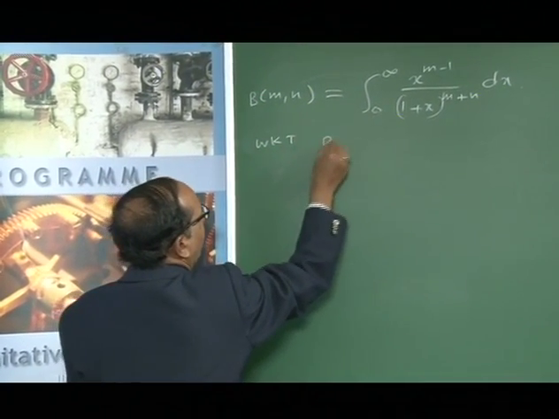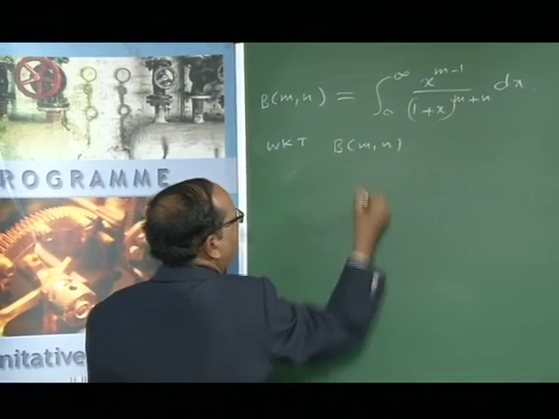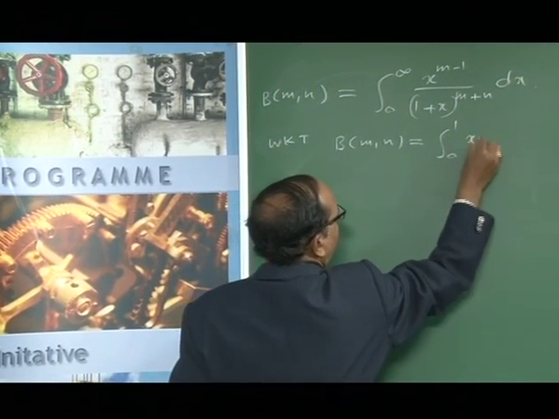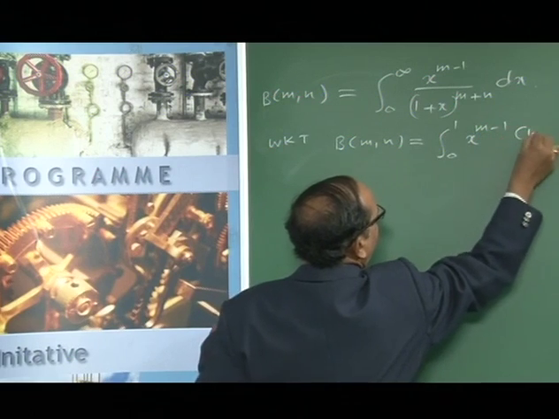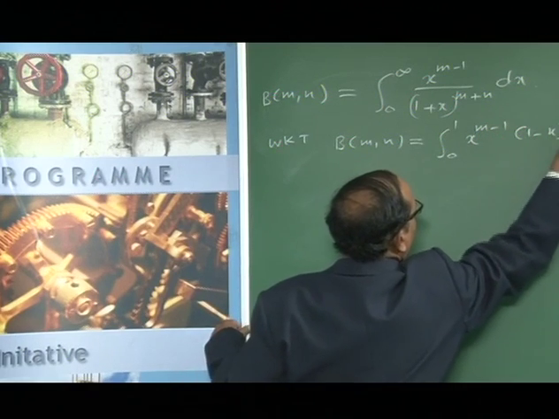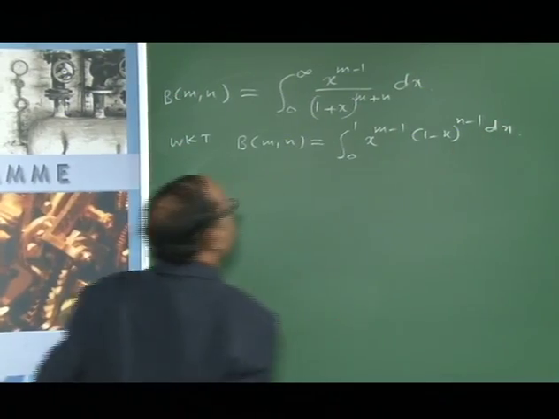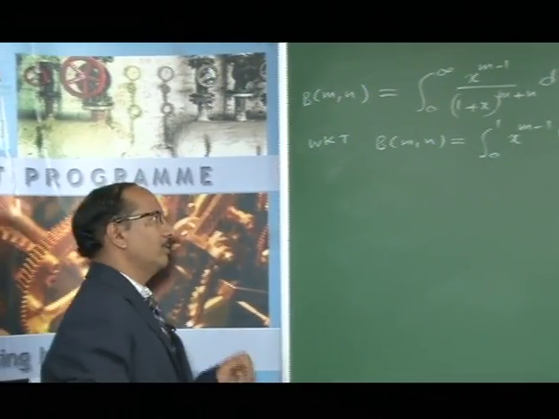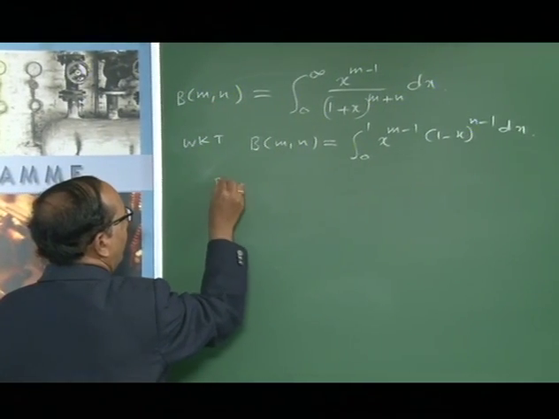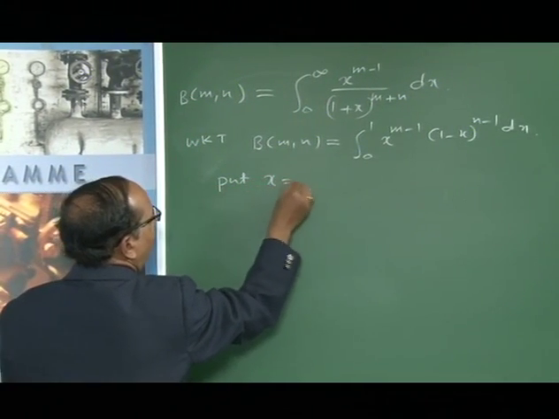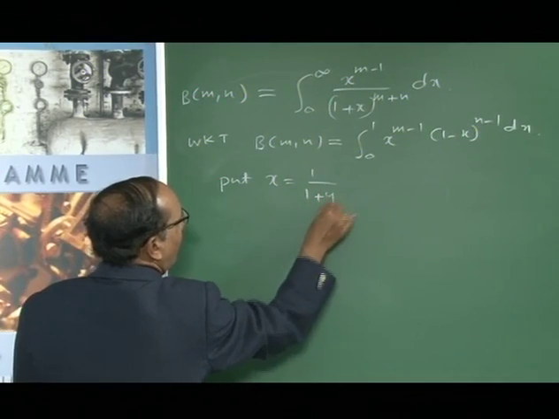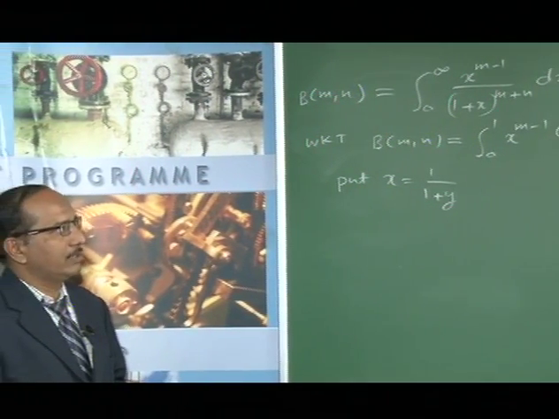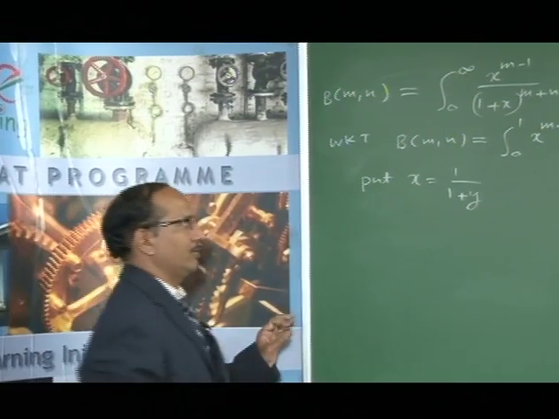we know that this is the basic definition of beta(m,n): the integral from 0 to 1 of x to the power m minus 1 times (1 minus x) to the power n minus 1 dx. To prove the result, the substitution is x equals 1 divided by 1 plus y. Substituting x equals 1 divided by 1 plus y, then calculate dx and the limits of y also.